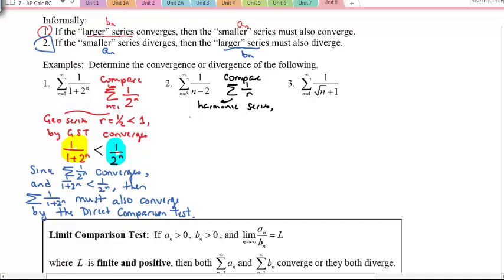So whatever you want to say, I'll just say by the p series test, since p equals 1, this diverges. Okay?